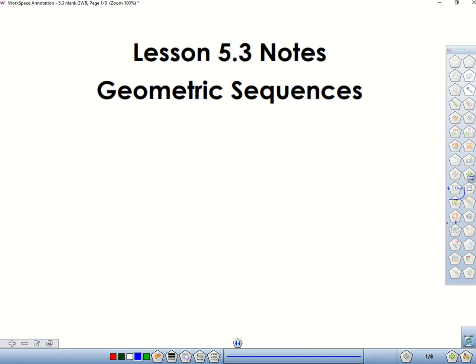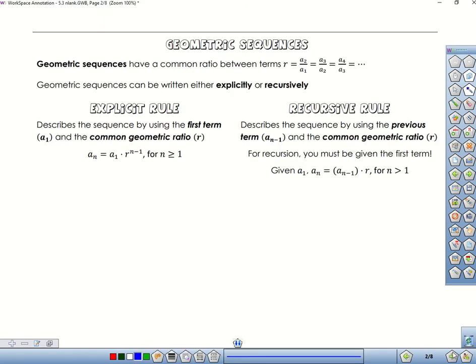Alright, so today we're going to be talking about geometric sequences, which is 5-3. So we've talked about arithmetic sequences, we've talked about arithmetic series, and now we're moving on to geometric sequences. And the last set of notes will be geometric series. So let's talk about what this means.